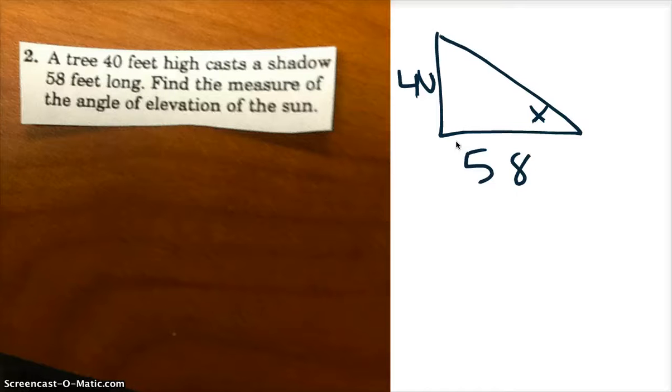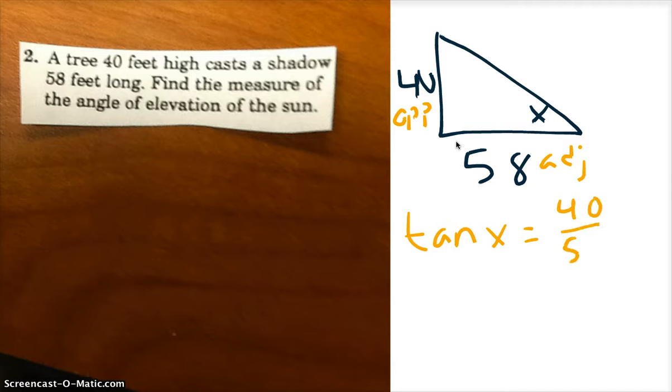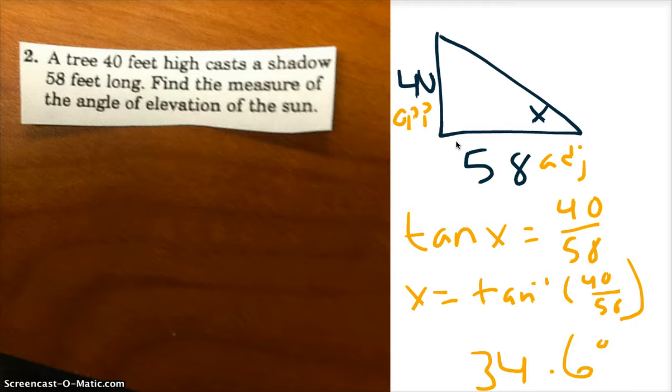So, this would be my opposite and adjacent. So, I'm using tan. X equals opposite over adjacent. Since I'm looking for the angle, I have to use inverse tangent, which would give you inverse tangent of 40 divided by 58, which is 34.6 degrees. And that's it.